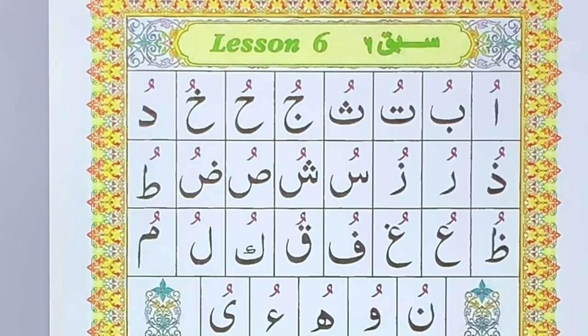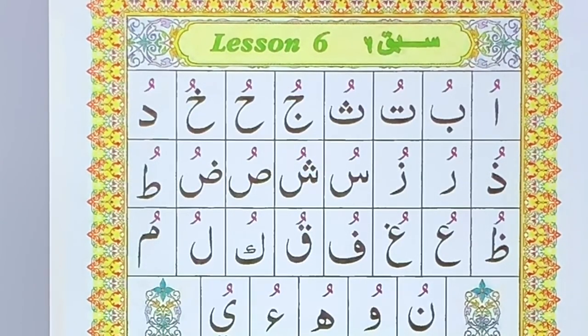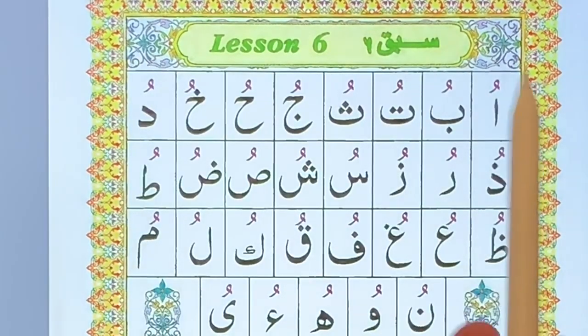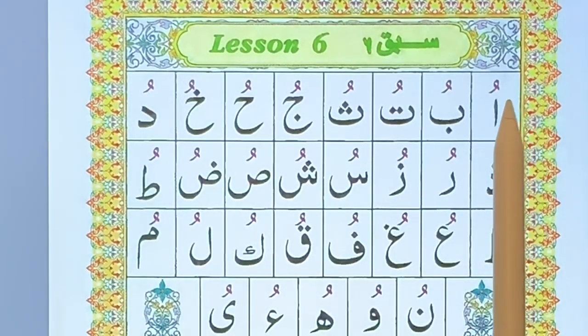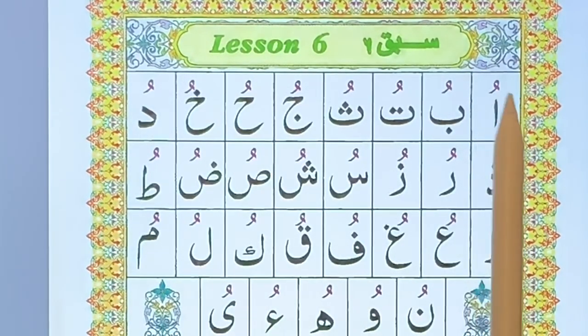Bismillahir Rahmanir Rahim. We are now on page 12, lesson 6. And in this lesson, we are going to look at the next vowel, which is a dhamma. And a dhamma looks like that and makes an oo sound in the Arabic language. So again, oo sound. If I were to look at alif with the dhamma, makes oo.